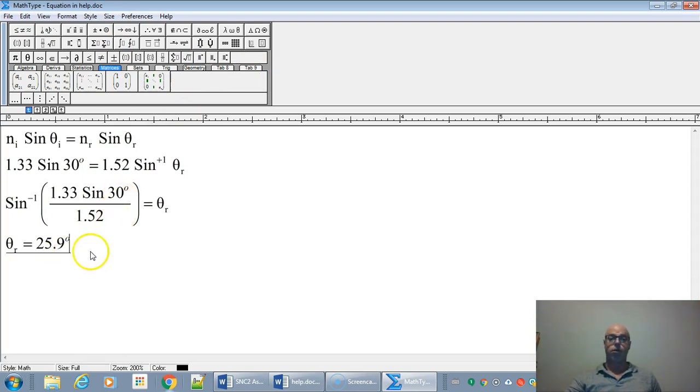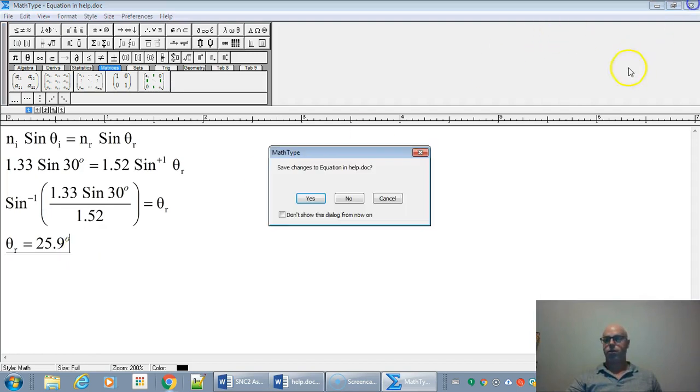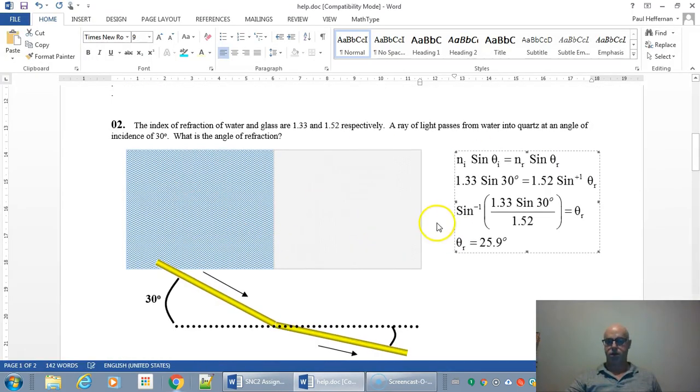So try it out. If you don't get this answer, maybe contact me and have me do a Zoom with you on how to use your calculator. Okay. So that's the answer for that.